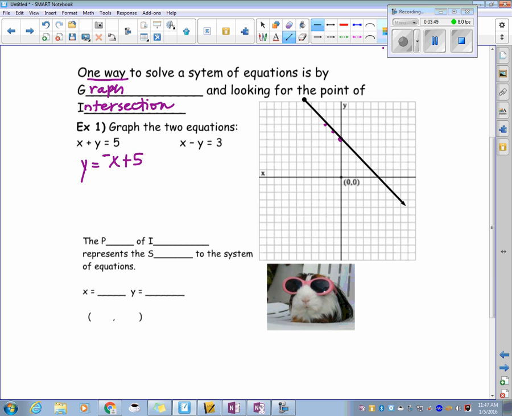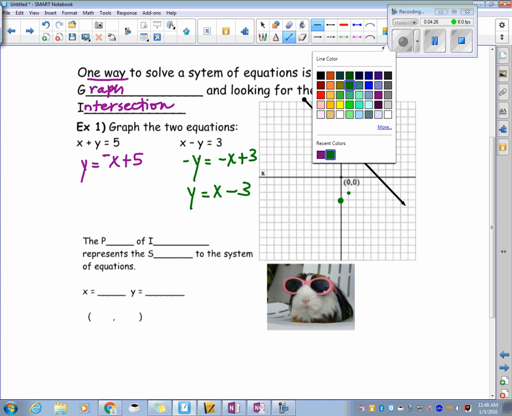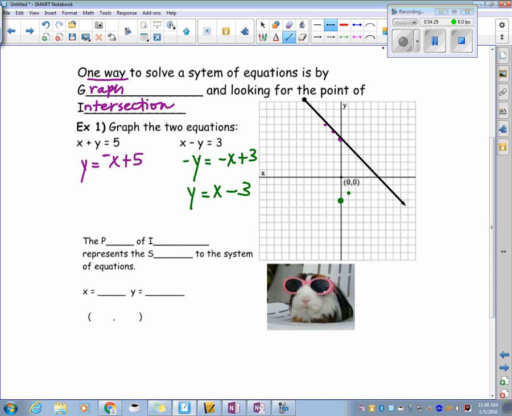Then I would graph the other one on the same grid. So this is negative y equals negative x plus 3. And as we just reviewed, you need to divide everything by negative 1 here. So y equals x minus 3. Everything changed signs. So this is negative 3. And the slope is positive 1. So up 1 over 1. And so my line, trying to make it green, is going to look like this.